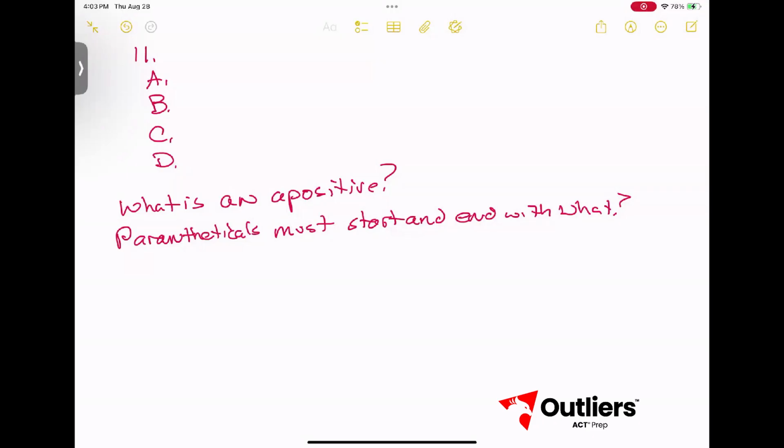The answer to that is the same punctuation. So if it starts with a comma, it needs to end with a comma. If it starts with an em dash, it needs to end with an em dash, etc. With those in mind, let's go ahead and take a look at number 11.